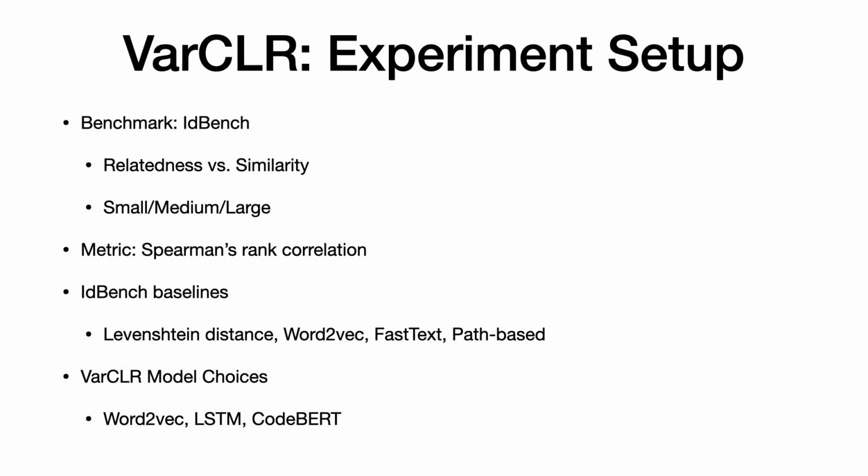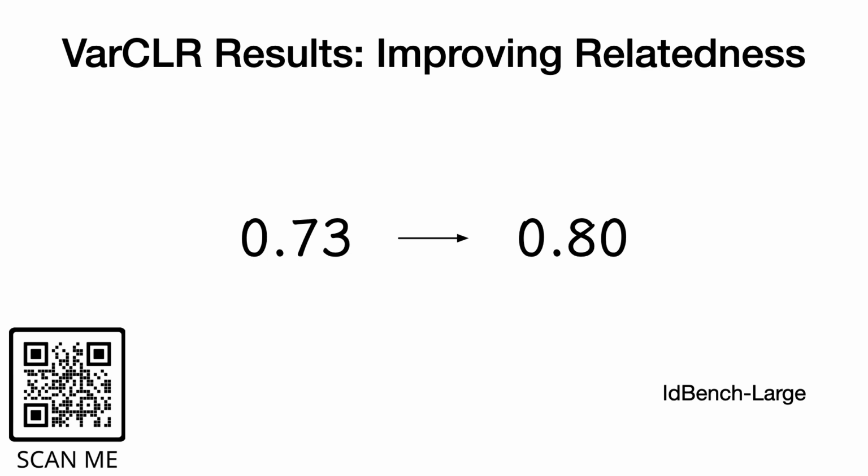For the metric, we use Spearman's rank correlation between the model's cosine similarity prediction and the human ratings of similarity or relatedness. For baselines, we use heuristic methods like Levenshtein distance, and also machine learning ones like word2vec, fasttext, and path-based methods introduced in IDBench. For VarCLR models, we try different types of encoders, including word2vec, LSTM, and Subword. Remember, our VarCLR method is not bound to any of these encoders, and we can improve all of their representations in general. So we comprehensively evaluate all of these combinations and report all the results in our paper.